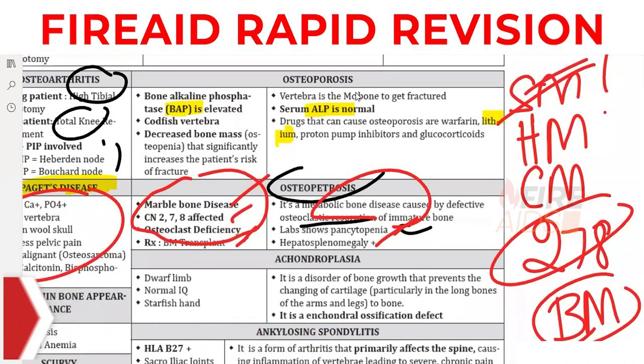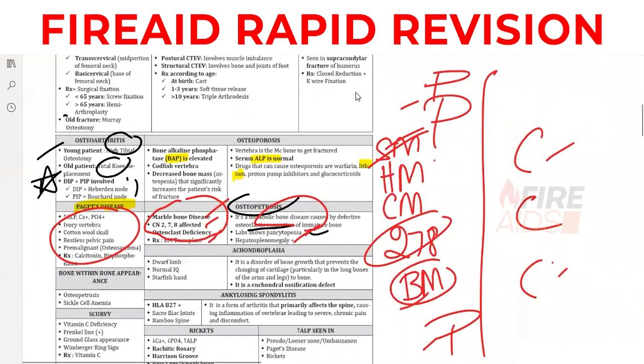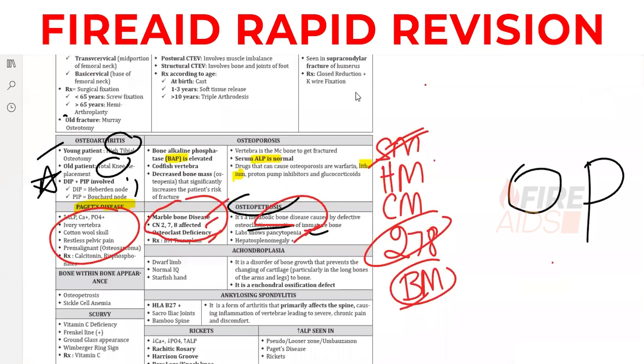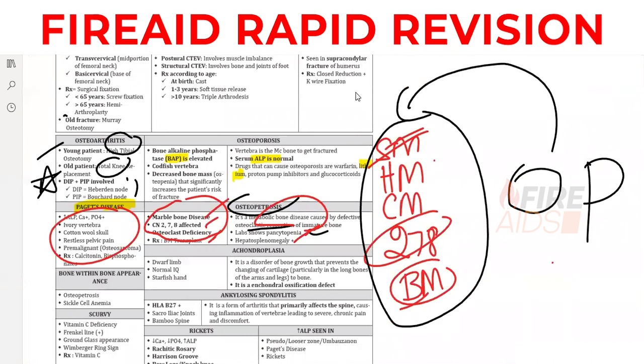So osteopetrosis means you have to remember CM, BM, SM, HM 278. Okay.